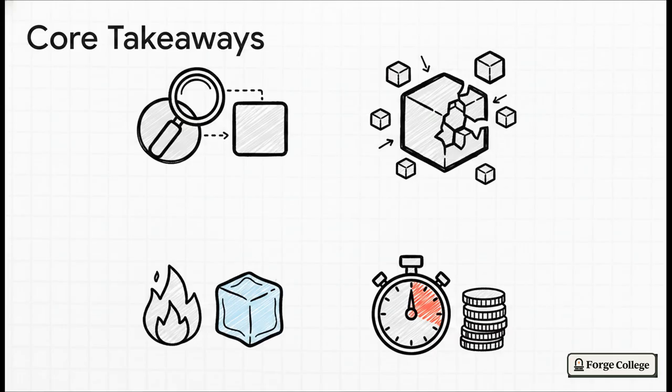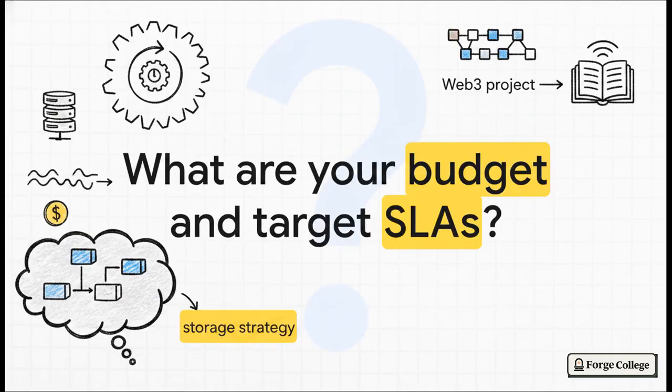And this brilliantly illustrates our main goal here, relying on a hybrid approach. Using that hot layer for immediate UX and the cold layer for long-term durability is simply the ultimate best practice in Web3 storage. So, I'm going to leave you with this question. What is your target monthly budget and latency SLA for your next big Web3 project? Seriously, think deeply about those numbers, because they will completely dictate your entire storage strategy.